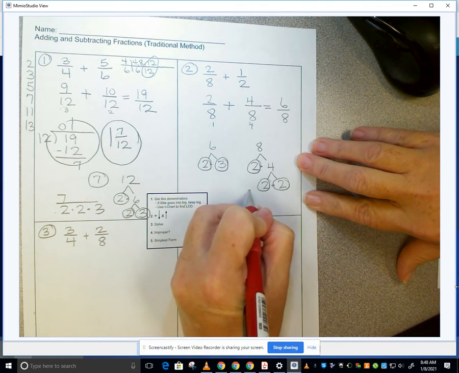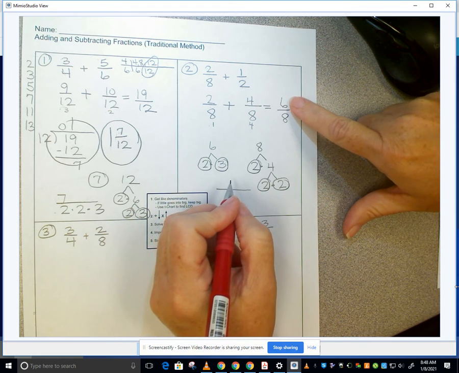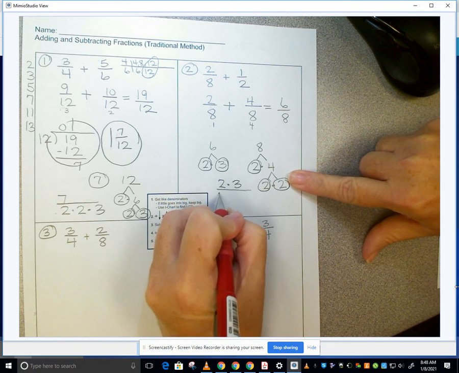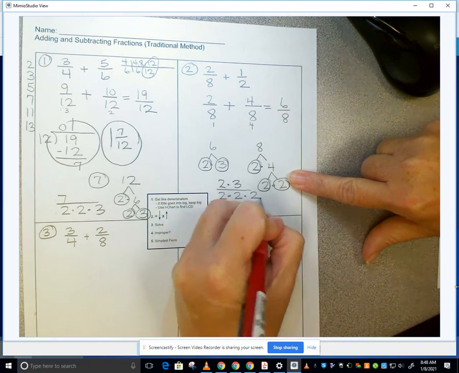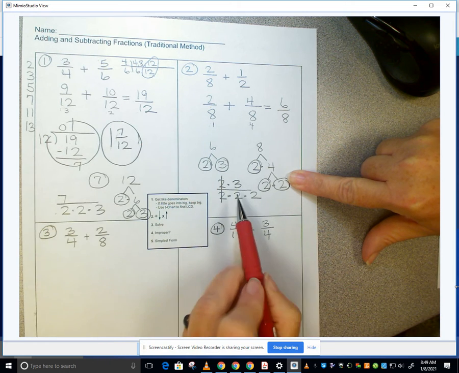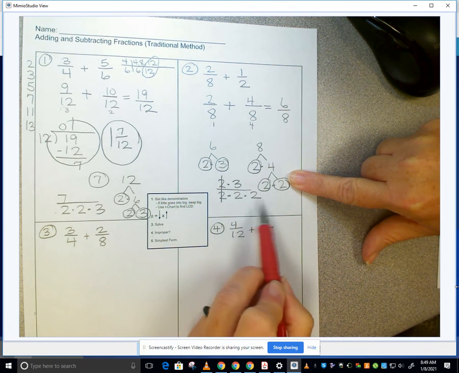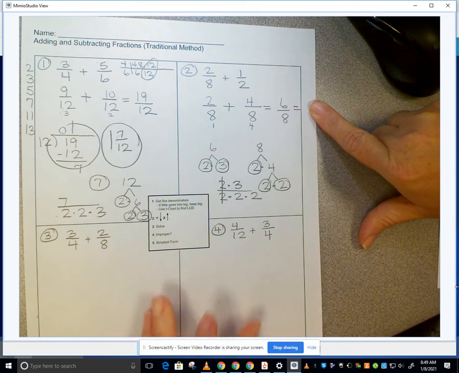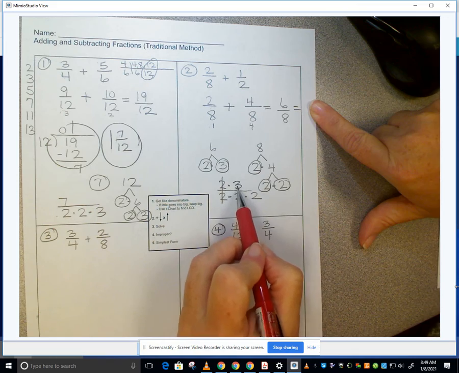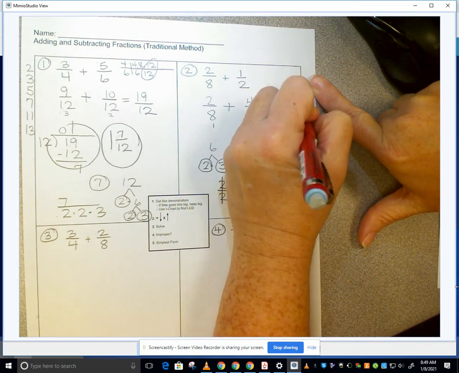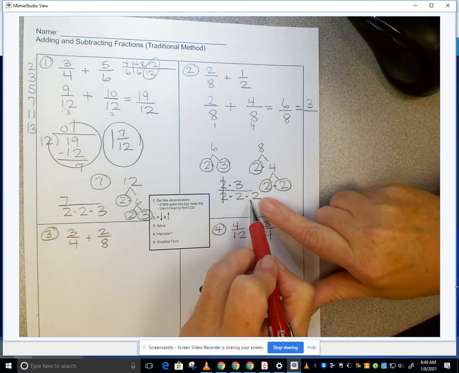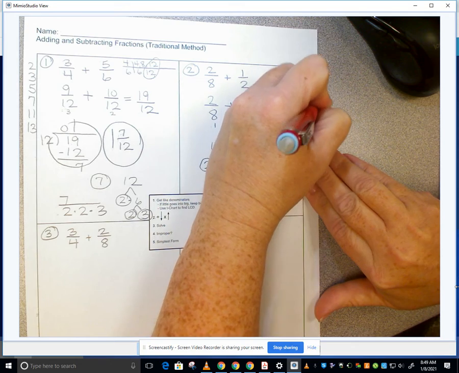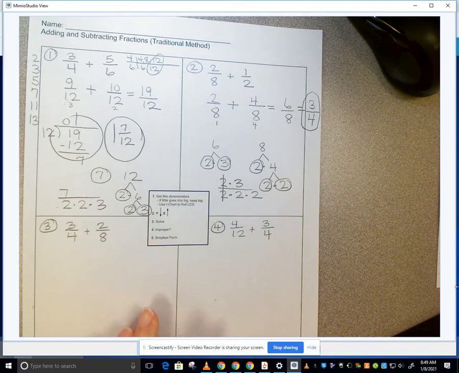Okay, I'm going to draw my line. I'll put everything I circled for 6 on top. 2 times 3. Everything I circled for 8 on bottom. 2 times 2 times 2. Oh, I see a match here. That 3 doesn't match with anything, so I'm done. So the 6/8 will now be renamed to, there's only a 3 on top. So I'll keep my 3 there, and I take the 2's and multiply them together. 2 times 2 is 4. So the final answer is 3/4.